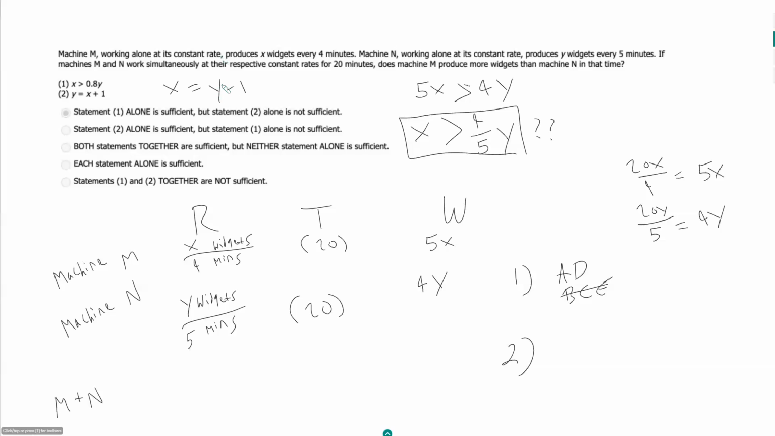If y is a really big number, if y is 100, and so x is 99, then x is greater than 0.8y. But if it's a very small number, so if y is 2, then x is 1, and it's not going to be greater than. So this is going to be insufficient because there's no way to really determine without knowing something about the sizes of x and y. So we're left with just A. First statement.